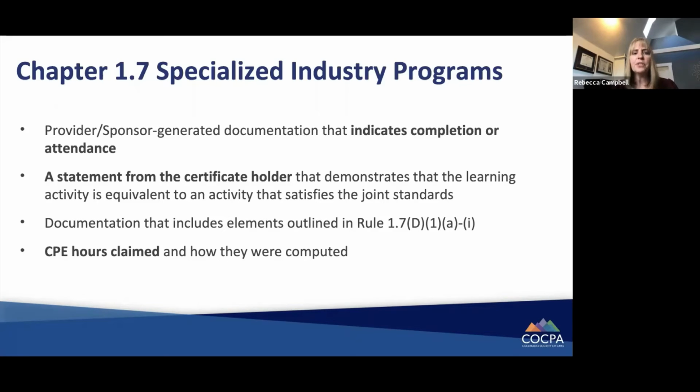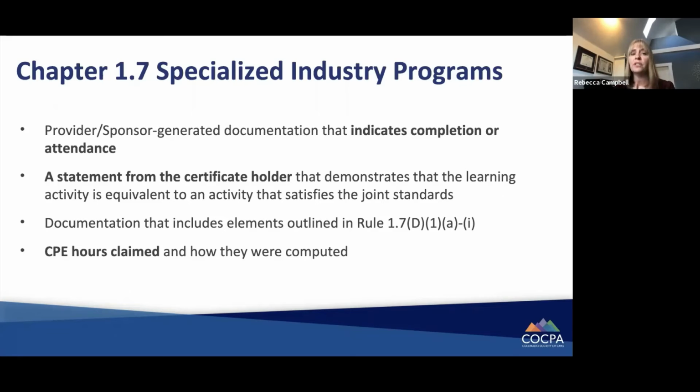You can get sponsored documents to say that you completed or attended the course. You have to have a statement. What you have to do as a certificate holder is demonstrate that this provider of CPE met the requirements of a regular activity that satisfies the joint standards. The joint standards require me as a sponsor to have certain things in my advertising. I have to have certain things, even if it's an on-site program.